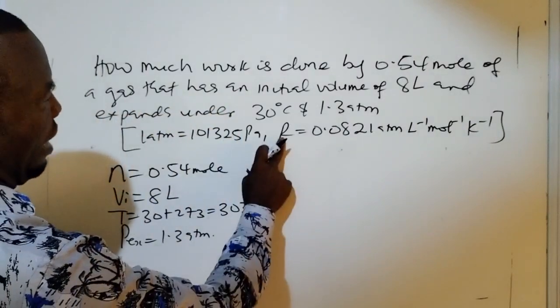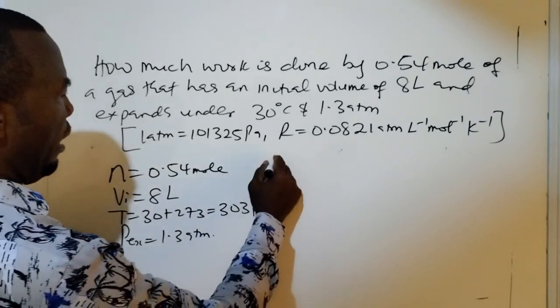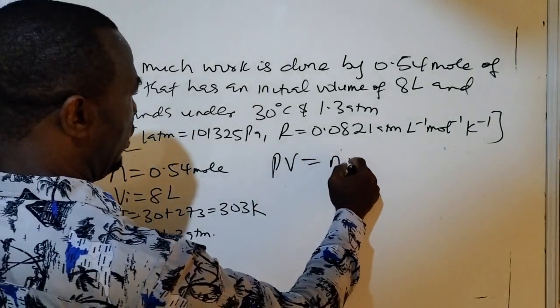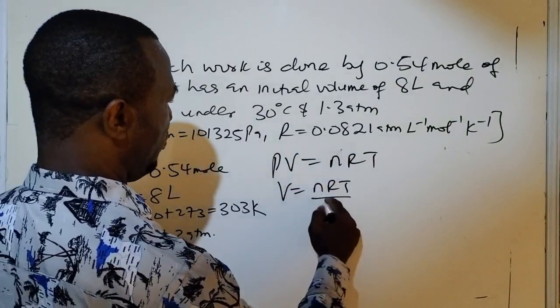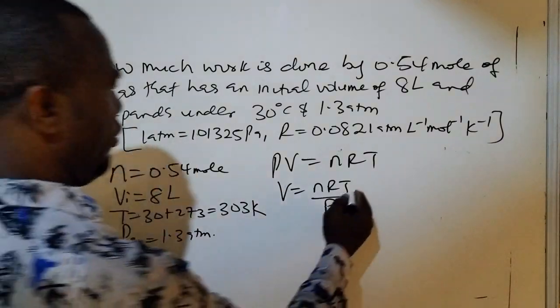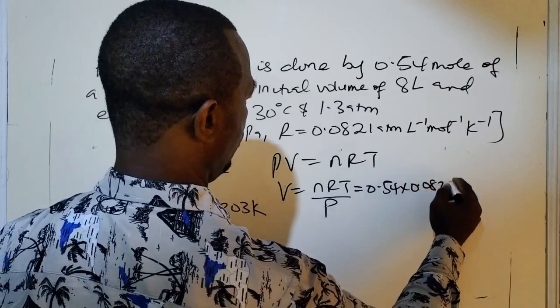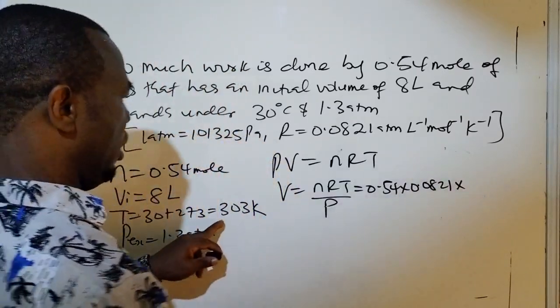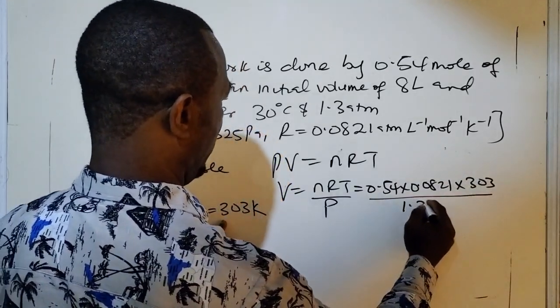So we have the ideal gas constant R. To find the final volume, we use the ideal gas equation PV equal to nRT. V becomes nRT over P. So you make your substitution. Your n is 0.54. I use my R as 0.0821. My temperature as 303. My pressure as 1.3.